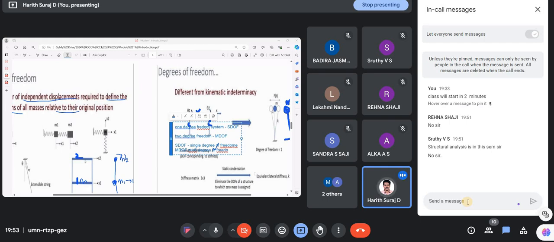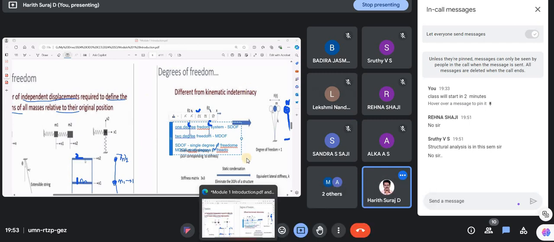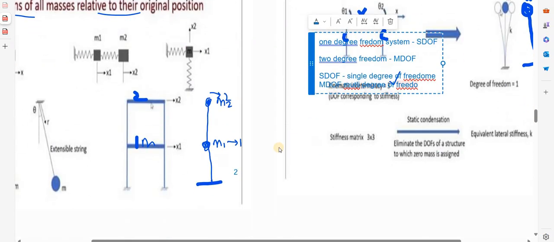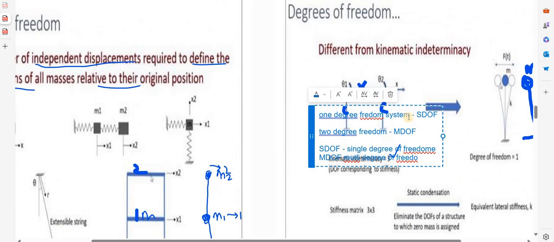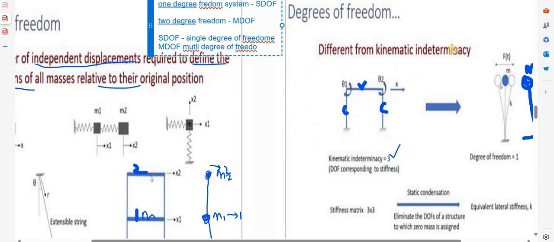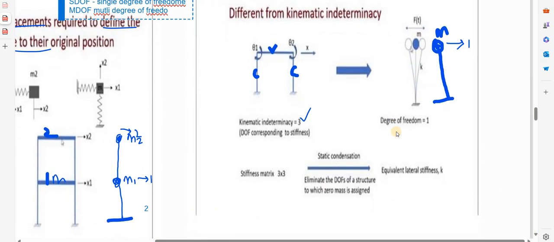For now, only focus on degrees of freedom in our dynamic analysis. I think it will be better, because you will not get confused, as you don't yet know what kinematic indeterminacy is. So let me focus only on degrees of freedom in dynamic analysis. In a system like this, the degree of freedom will be only 1.